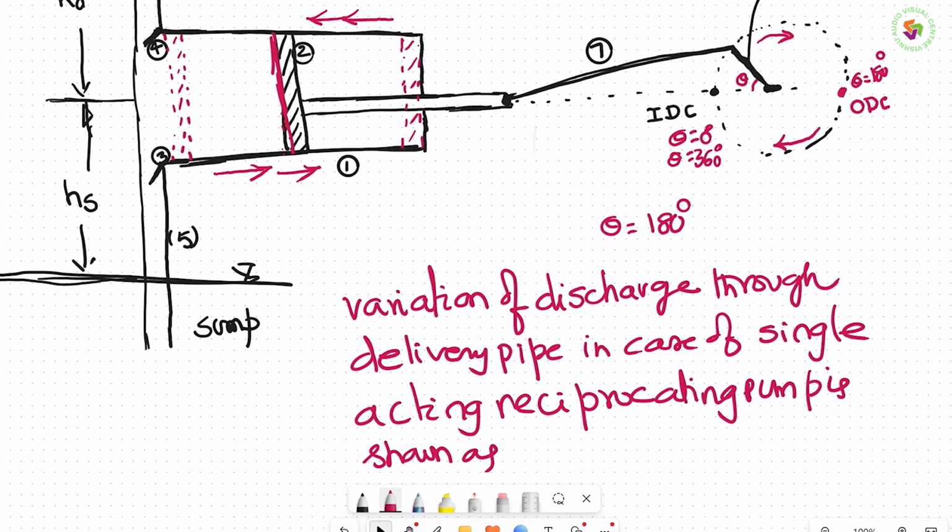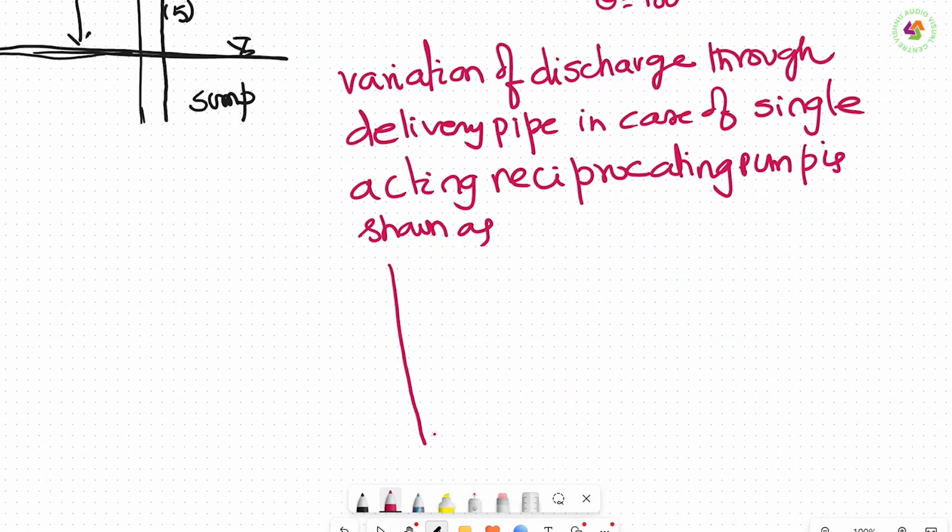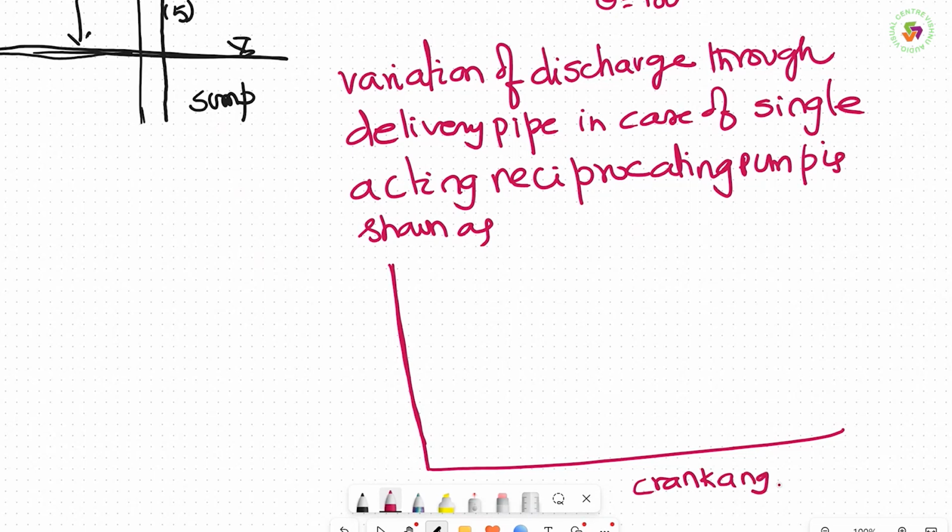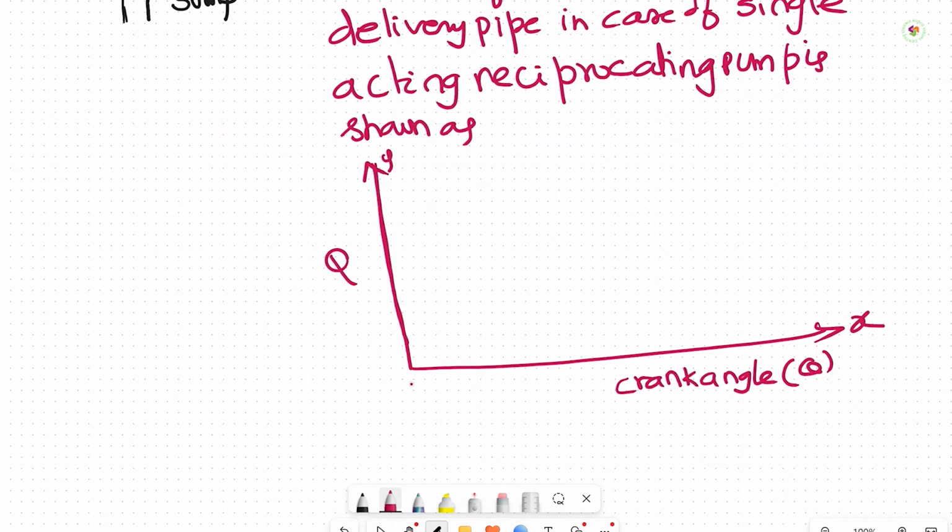Suppose I plot the crank angle theta on the x-axis and the discharge on the y-axis. The crank angle is 0 degrees, 90, 180, 270, and 360. This is one rotation of the crank.